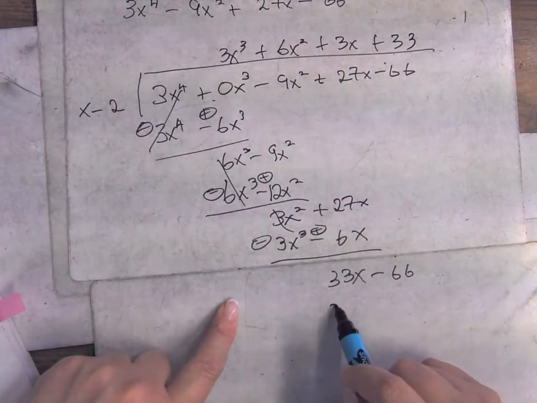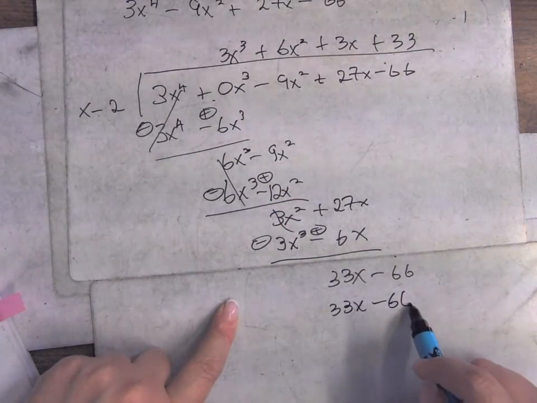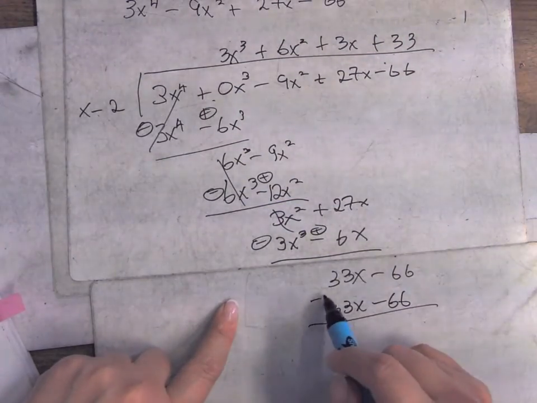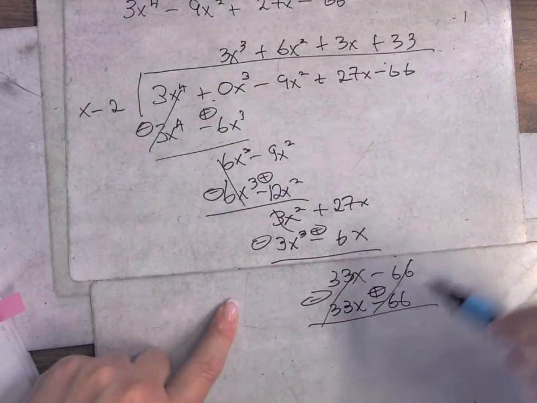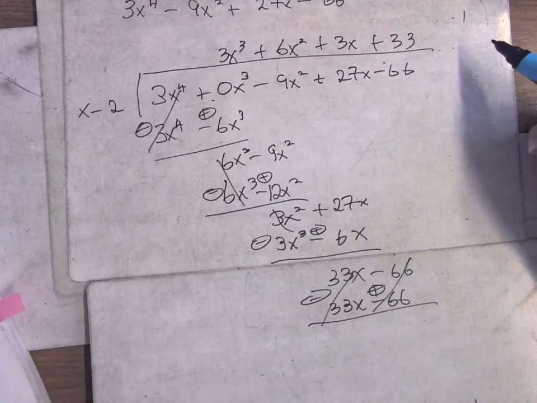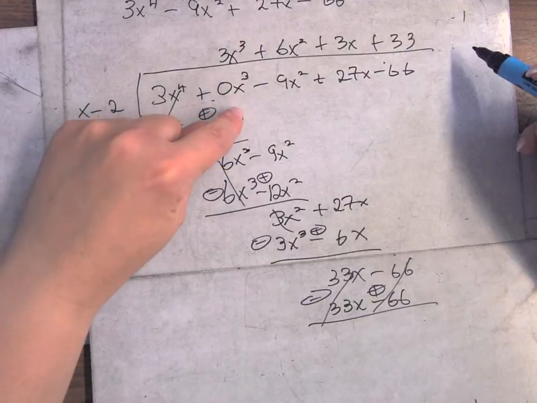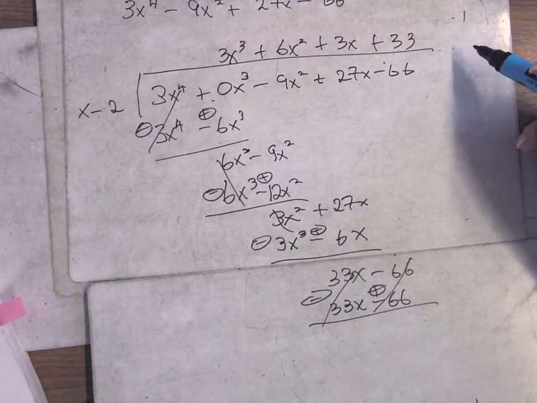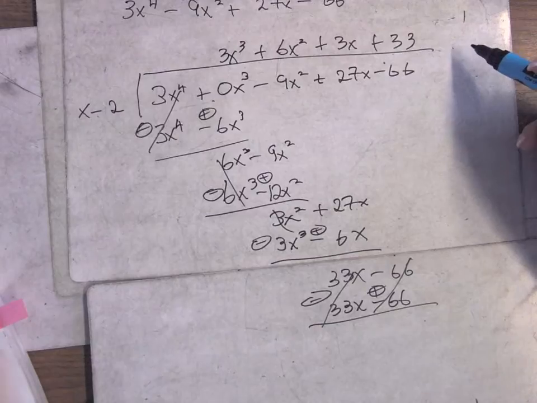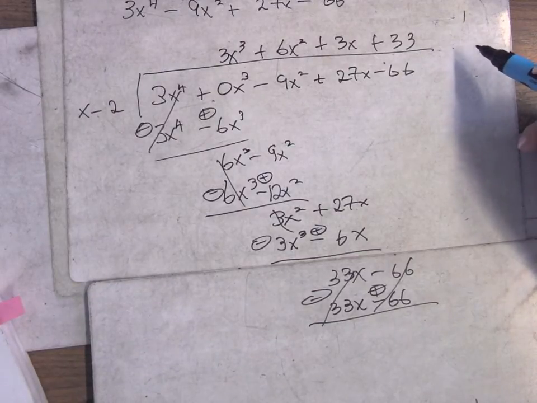Multiply 33x minus 66. Subtract, change the signs, and everything cancels, so there's no remainder. So your answer is up there at the top. Is that okay? The important thing there is to put in the 0x cubed, because if you don't, it gets messy. You can still do it without putting it in, but it just gets messy. Is that alright? Questions?